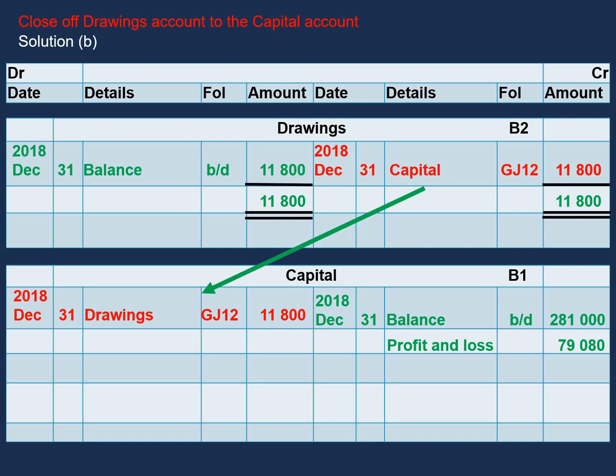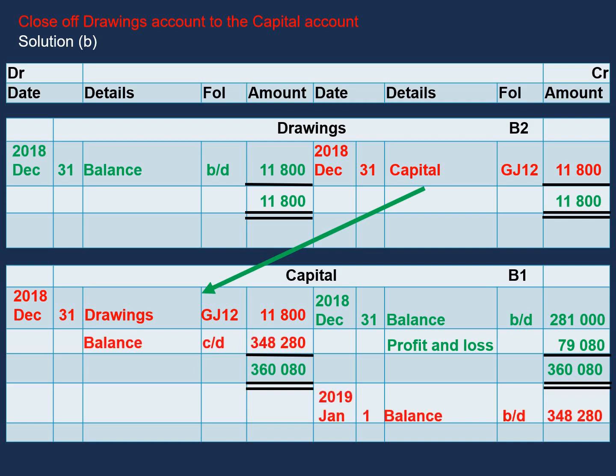The details in the description column will be drawings, and the amount will be 11,800. This also completes our double entry for this transaction. Now for our capital account, we need to find our total. The larger side is the credit side, so we just transfer that total to the debit side, and our balancing figure will be our balance carried down, which will be our balance brought down for the beginning of the next financial year.